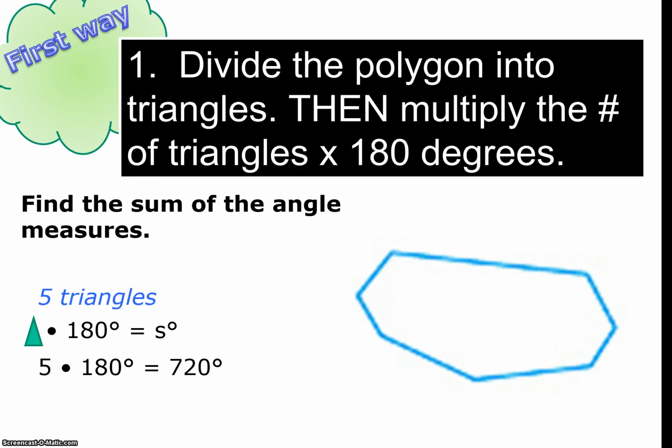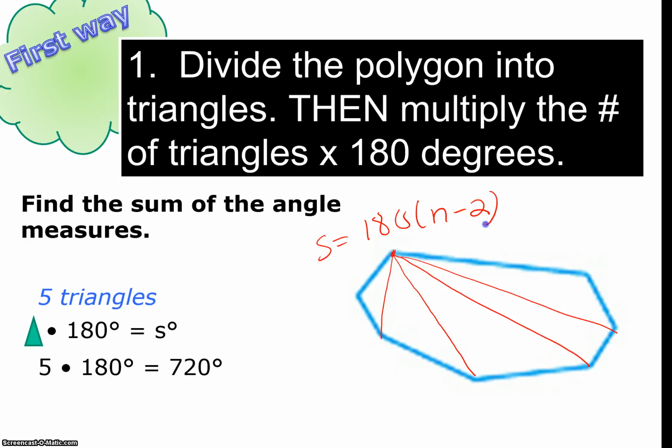This you could divide into 5 triangles. I'm going to start with this point here because I think it looks like the easiest. And you have to go to each vertex. 1, 2, 3, 4, 5. And the number of triangles you can divide into is always the number of sides minus 2, because the formula says 180 times the number of sides minus 2.